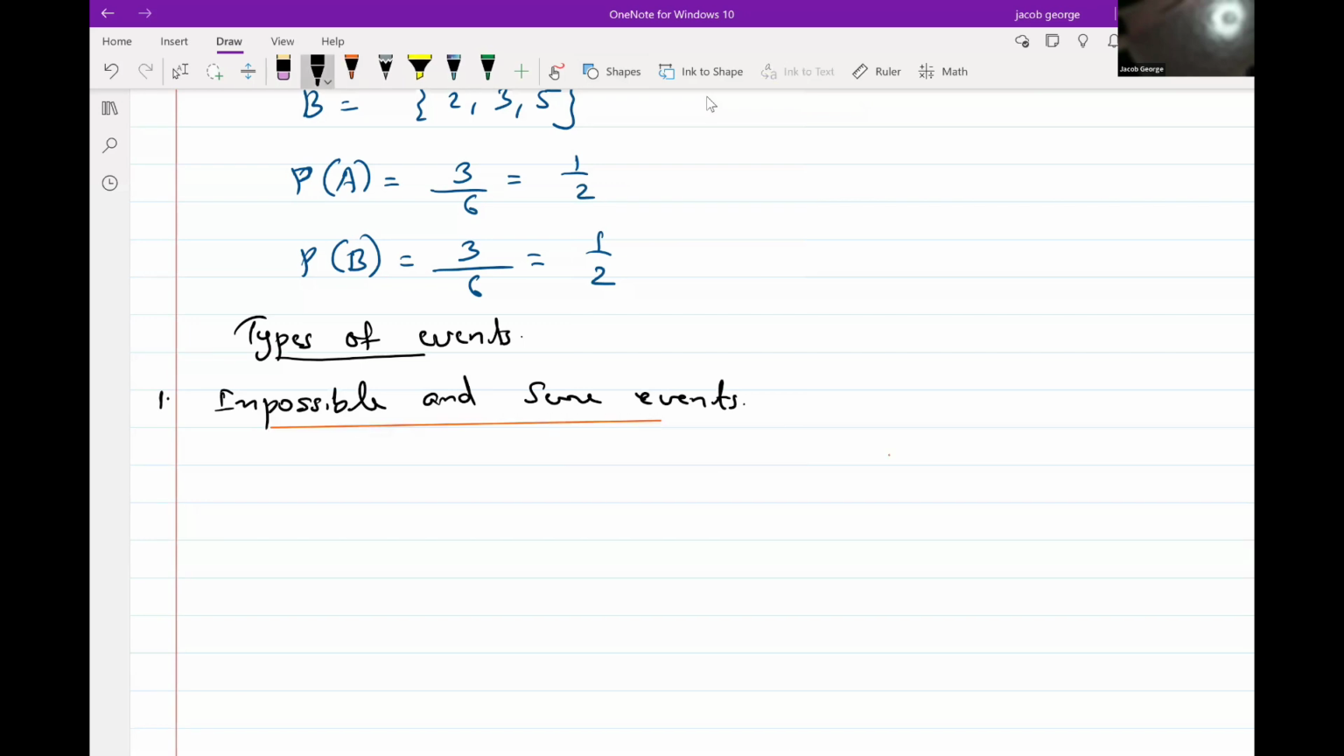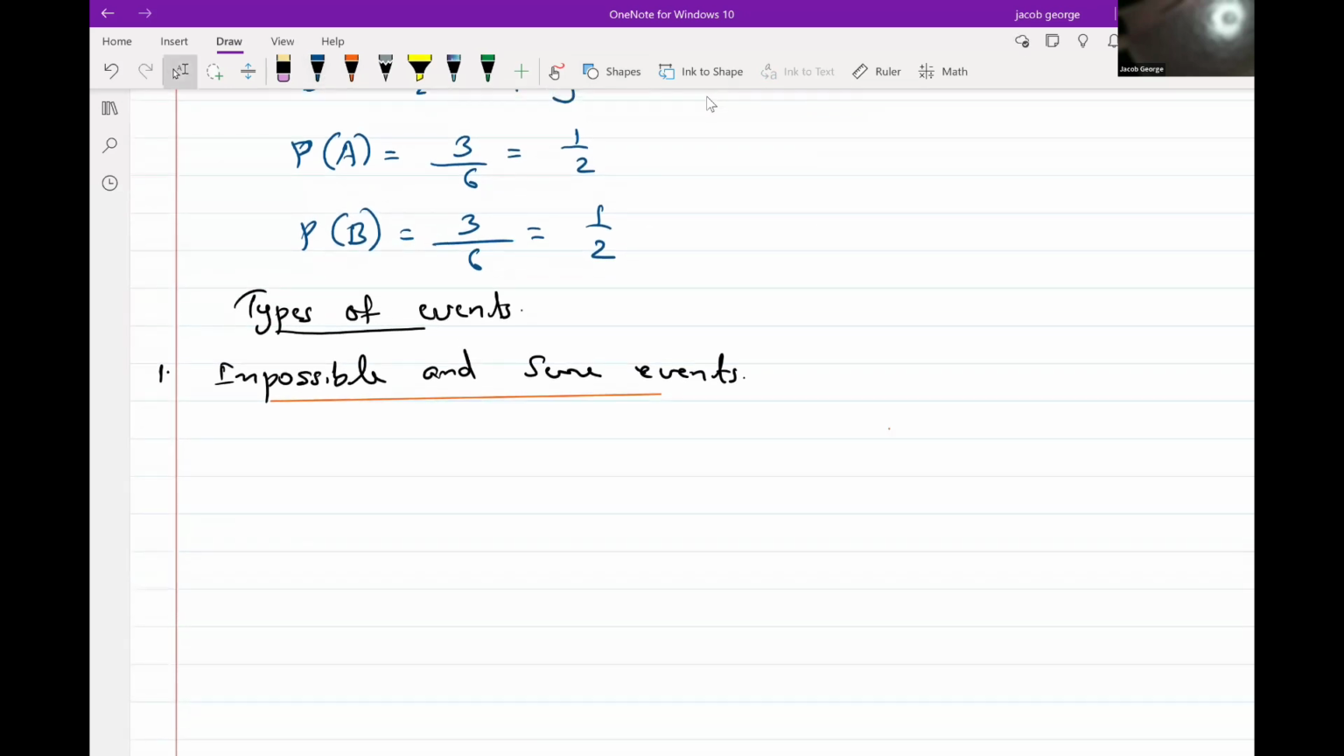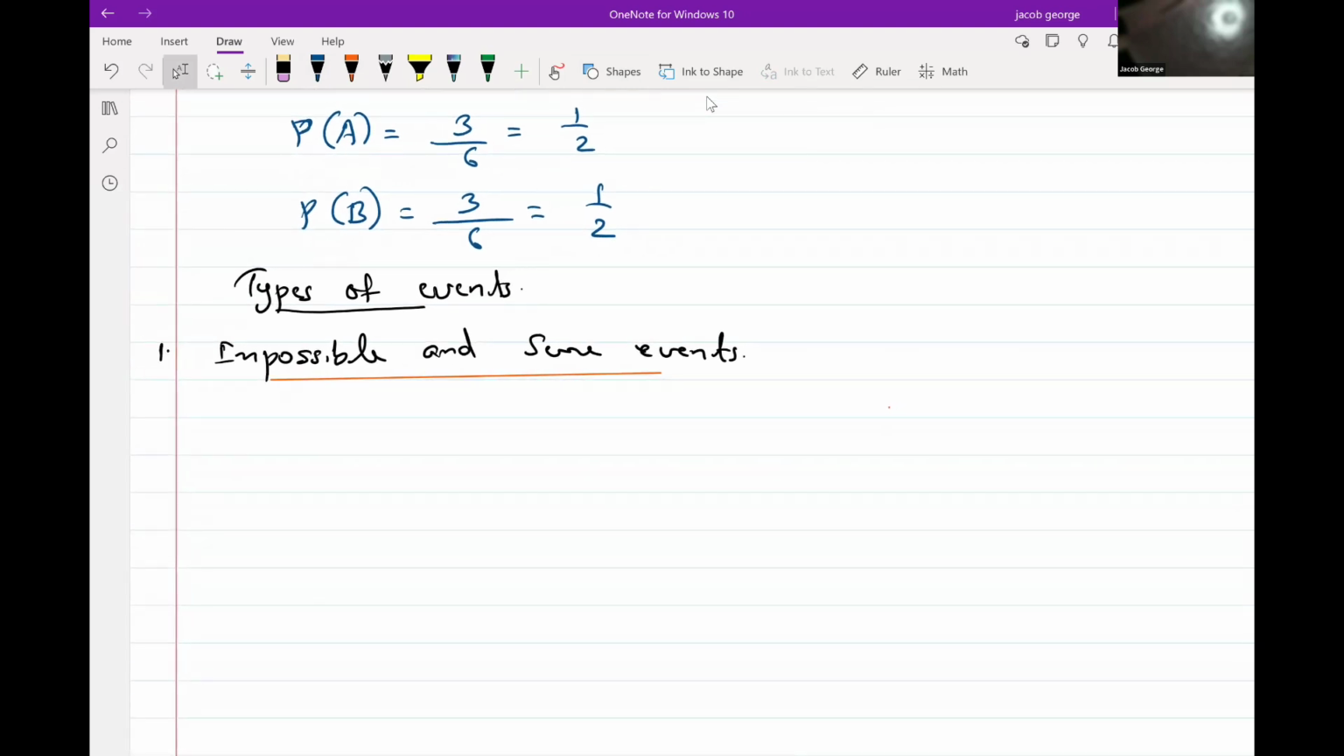Impossible event means if probability of an event is probability of null set, that means if there is no element in an event, it is called impossible event or it is null set. And what will be probability of impossible event or probability of null set, you know? There is no element. So 0 by number of elements in the sample space, so it will be 0. So please write.